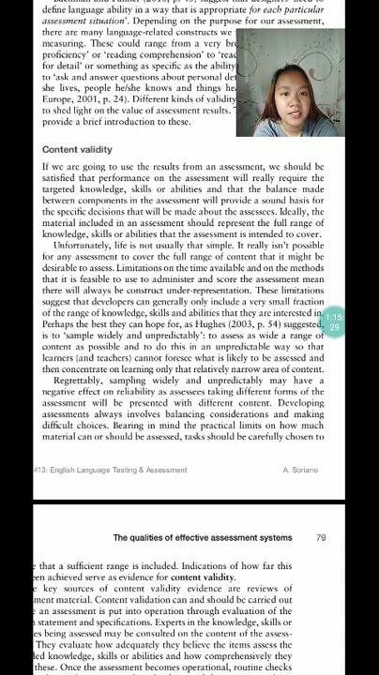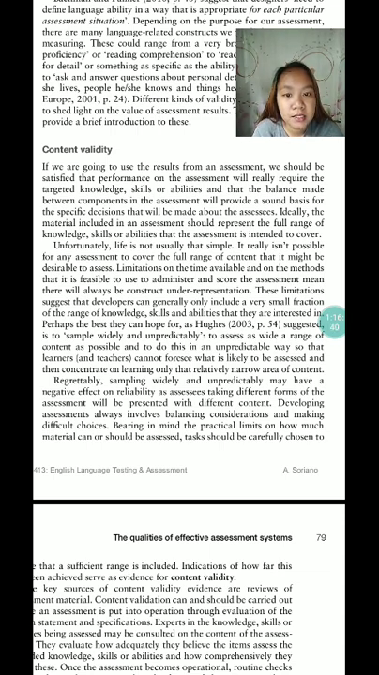Ideally, the material included in an assessment should represent the full range of knowledge, skills, or abilities that the assessment is intended to cover. Unfortunately, life is not usually that simple. It really isn't possible for any assessment to cover the full range of content that it might be desirable to assess. Limitations on the time available and on the methods that it is feasible to use to administer and score the assessment mean that there will always be construct under-representation. This limitation suggests that developers can generally only include a very small fraction of the range of knowledge, skills, and abilities that they are interested in.